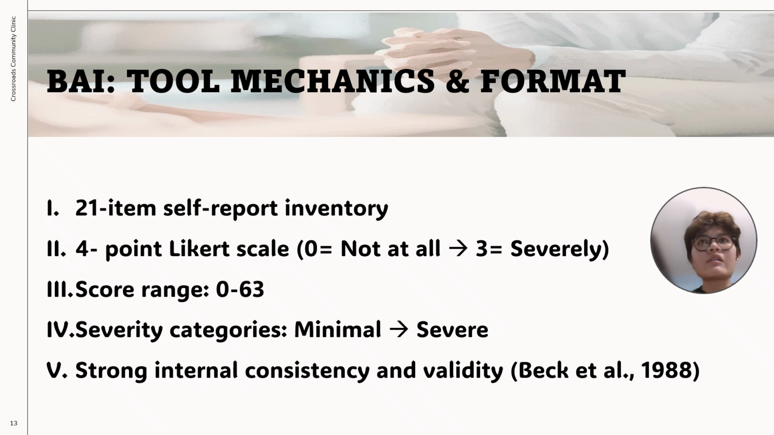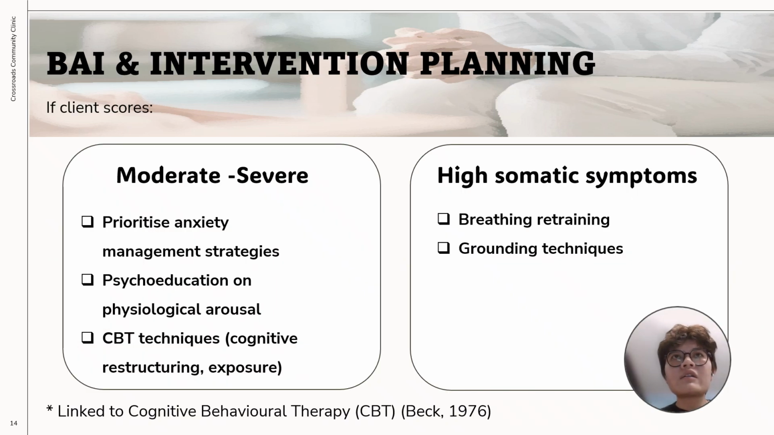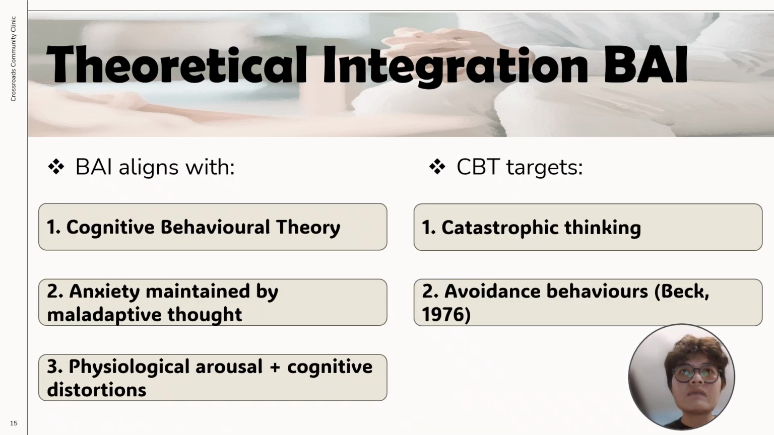However, understanding the mechanics is not enough. The key question is: how does this score guide interventions? If a client scores in the moderate to severe range, anxiety management must become a treatment priority. For example, teach physiological skills such as breathing retraining and grounding techniques. Evaluate cognitive items that indicate distorted patterns, which point us toward cognitive restructuring interventions. The BAI aligns closely with cognitive behavioral therapy, originated by Beck in 1976. CBT conceptualizes anxiety as being maintained by catastrophic thinking and avoidant behaviors. The assessment, therefore, informs both the treatment focus and the therapy model selection.